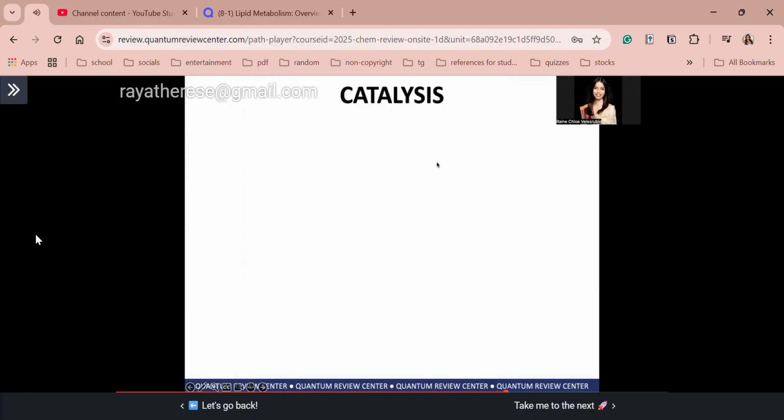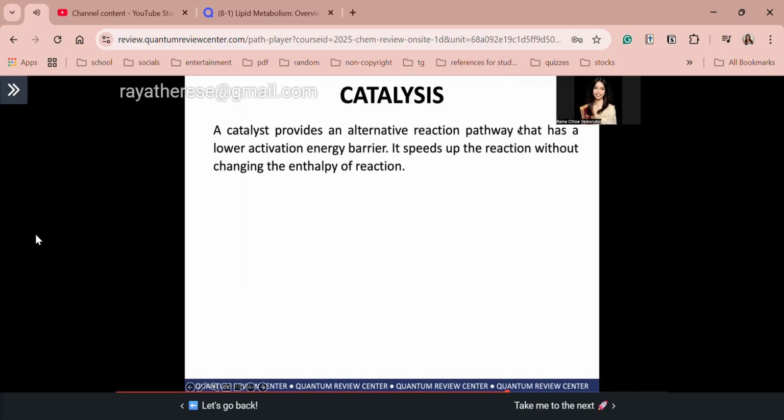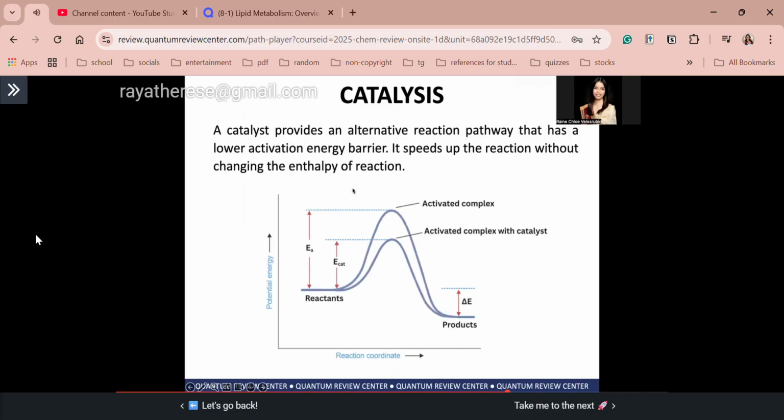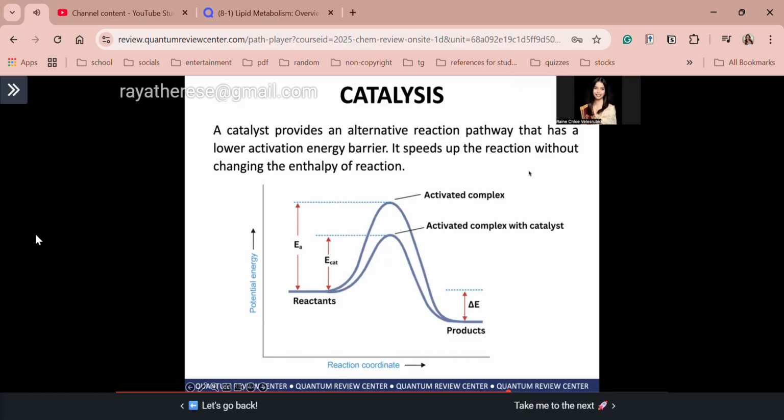Now, what is catalysis? So, a catalyst provides an alternative reaction pathway that has a lower activation energy barrier. Okay? So, what happens if you have a catalyst? It speeds up the reaction without changing the enthalpy of reaction. Okay? So, here, guys, ito yung normal reaction nyo, di ba? Yun sa taas. Activated complex lang ang magpo-form.